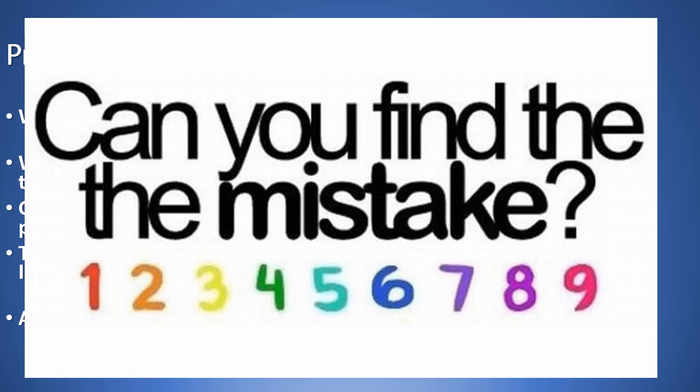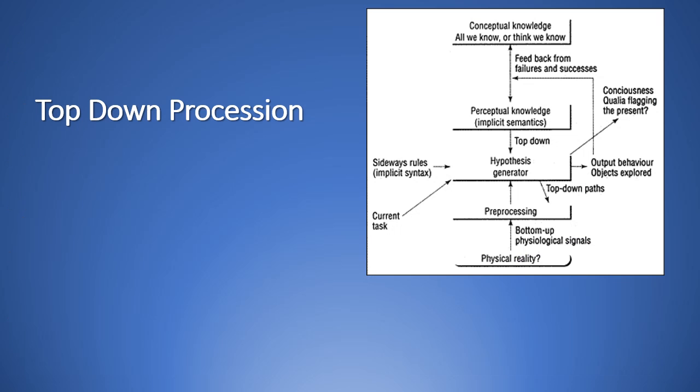So here's an example. Can you find the mistake? And again, our top-down mechanism says, oh, the mistake must be down here. 1, 2, 3, 4, 5, 6, 7, 8, 9. No, okay. Look at it. 1, 2, 3, 4, 5. No, that looks perfect. Well, the mistake, of course, is the double "the." Can you find the mistake?